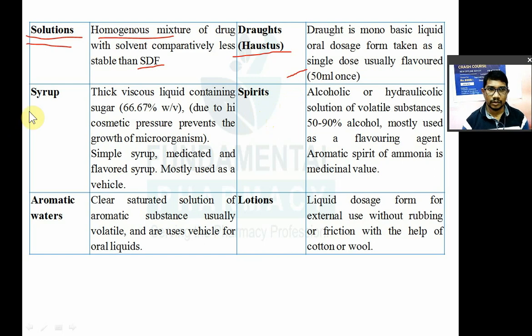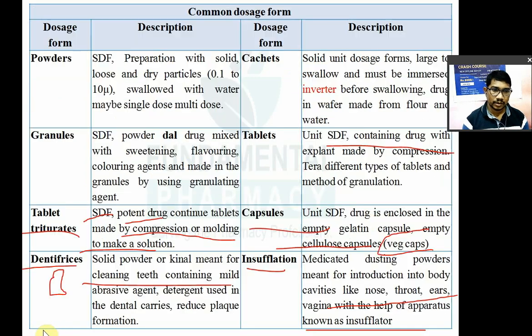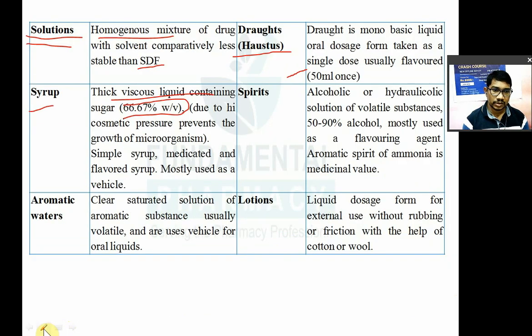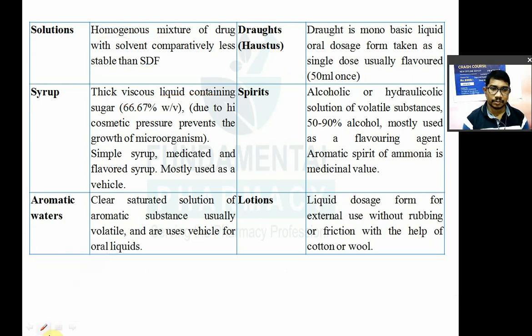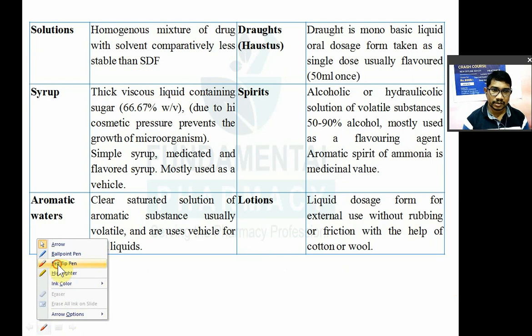व्हाट इज सिरप? इज अ थिक विस्कस लिक्विड कंटेनिंग शुगर होता है इसमें 66.67%। इसके ऊपर क्वेश्चन आ चुका है। सिंपल सिरप कंसिस्ट ऑफ सुक्रोज, कितना होता है? 66.67% वेट बाय वॉल्यूम। सिंपल सिरप विल हैव शुगर 66.67% वेट बाय वॉल्यूम एज पर द आईपी में। सिंपल सिरप में शुगर कितना होना चाहिए? सिंपल सिरप में सुक्रोज कितना होना चाहिए?